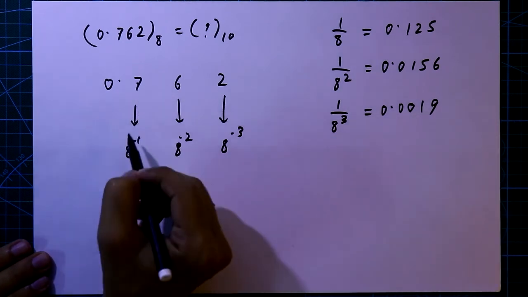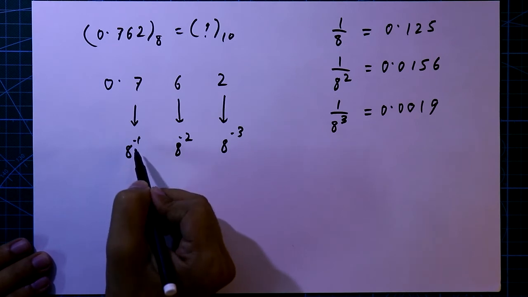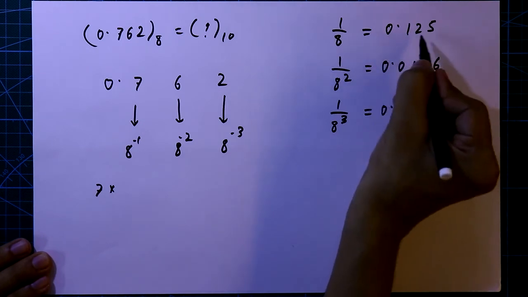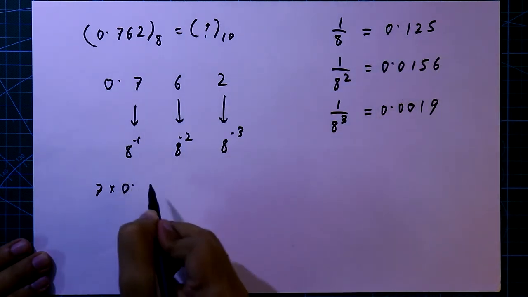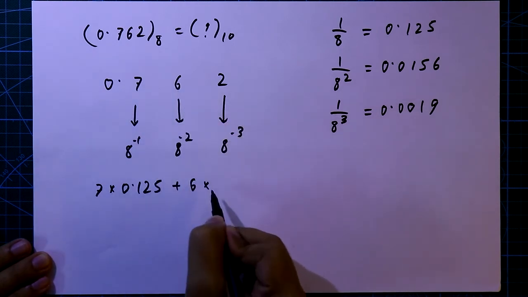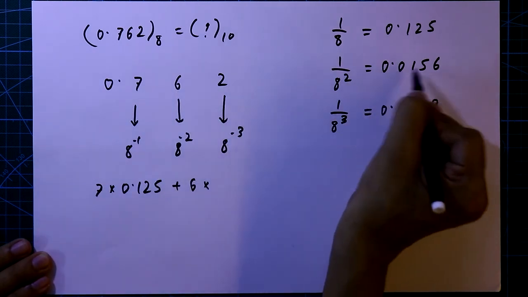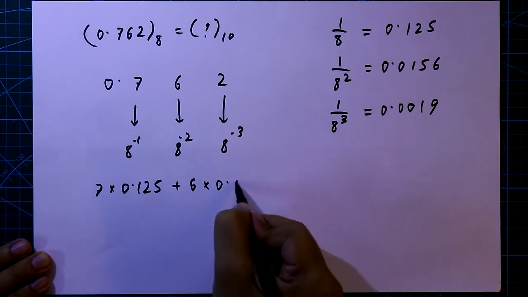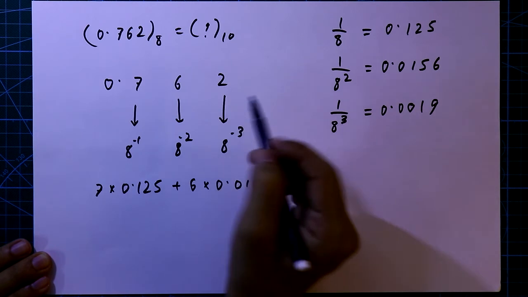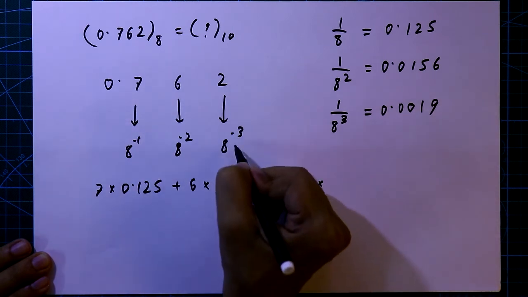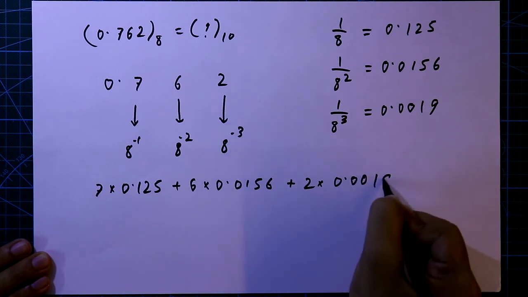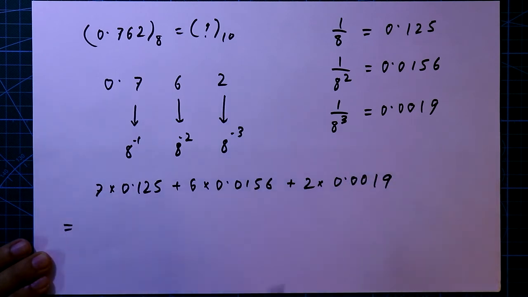Now it is 7 multiplied by 8 to the power minus 1, so it is 7 multiplied by 0.125, plus 6 multiplied by 8 to the power minus 2, so it is 0.0156, plus 2 multiplied by 8 to the power minus 3, it is 0.0019. Now we have to add up these numbers.